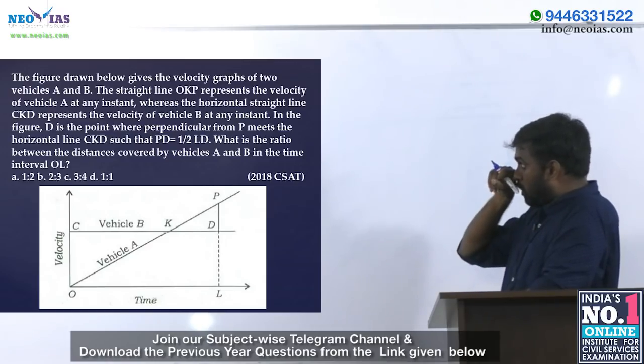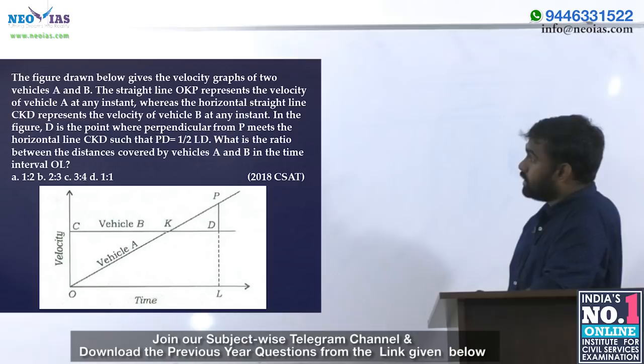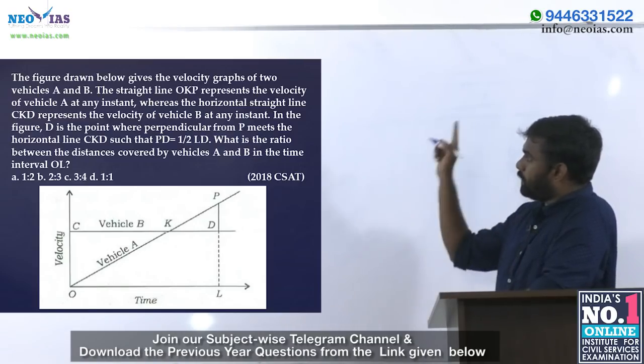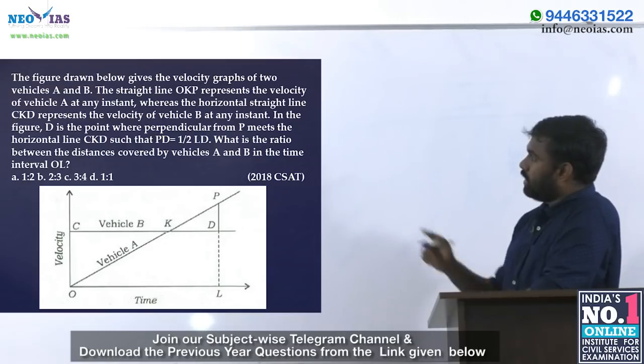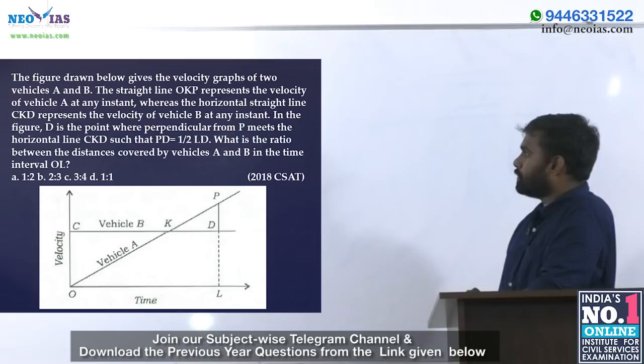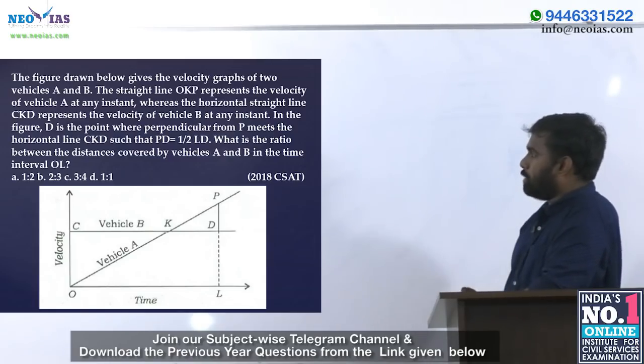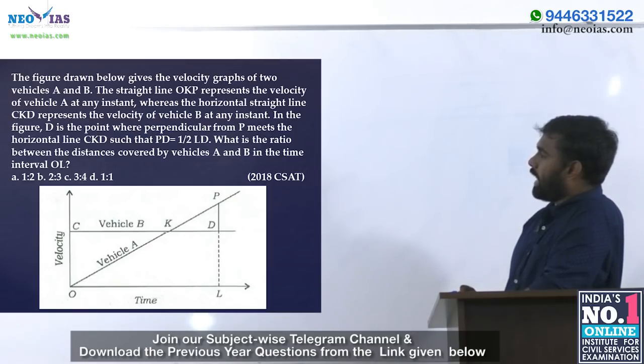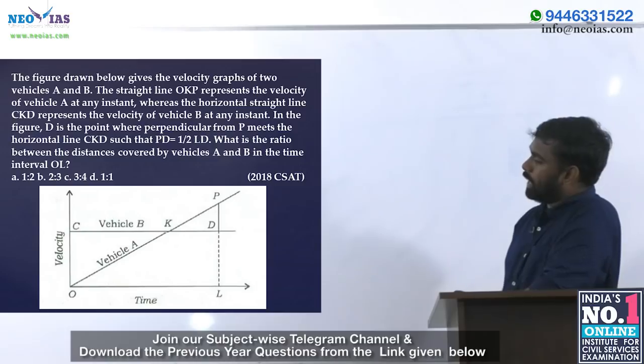The figure drawn below gives the velocity graphs of two vehicles A and B. The straight line OKP represents the velocity of vehicle A, while CKD is that of vehicle B, isn't it? And they are meeting at a point D. D is the end point. So what is the ratio between distances covered by vehicles A and B in the time interval OL?